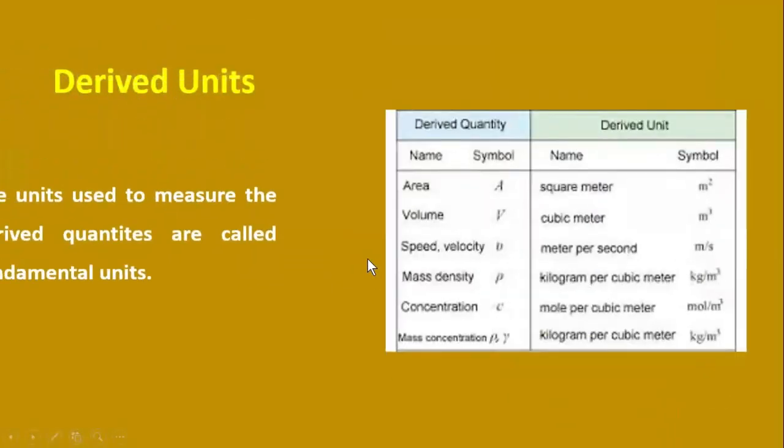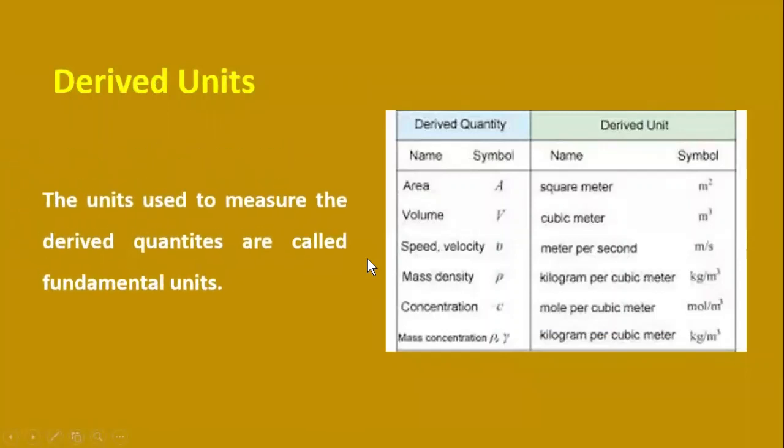Let me now read what a derived unit is all about. The units used to measure the derived quantities are called, sorry, here I have made a mistake. It is not fundamental units. This is derived units. So derived units. Sorry for the little mistake. Okay. Thank you.